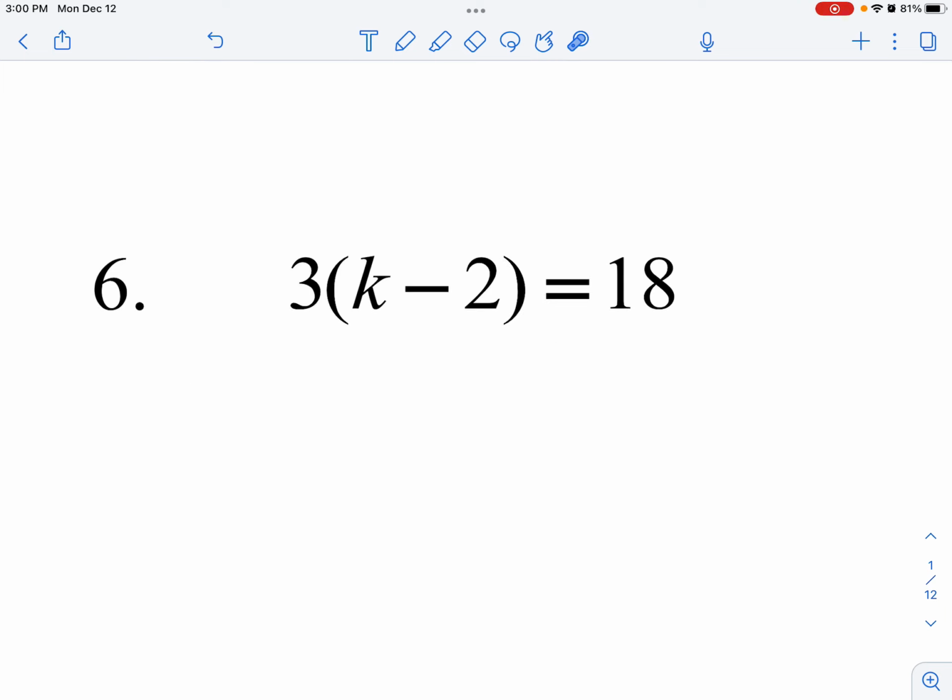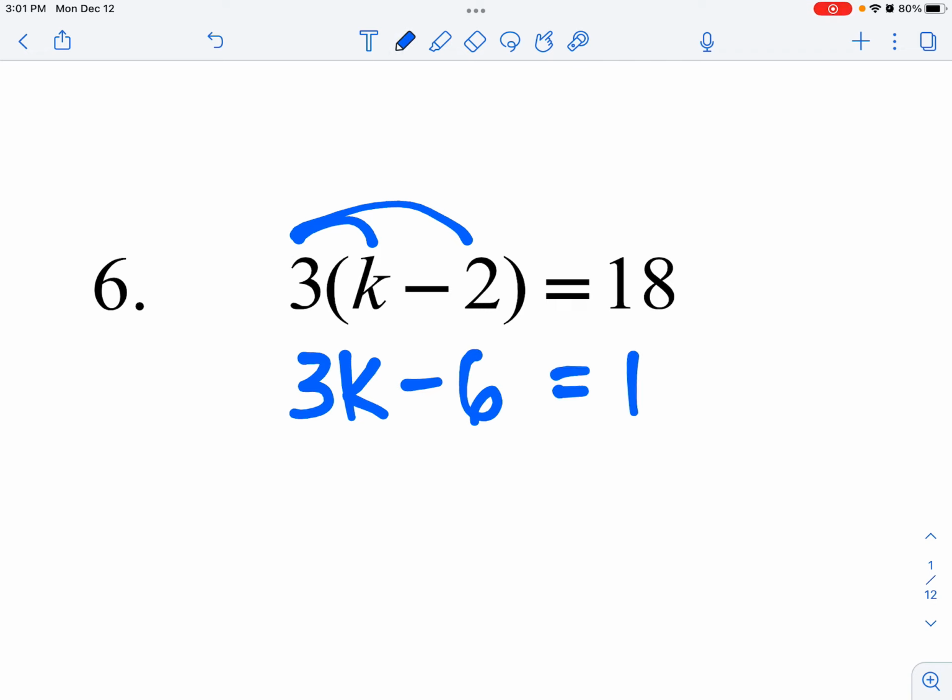Okay, let's try number 6. I'm going to distribute. That's the first thing I think of when I see a number outside of parentheses like that. And I think you guys are mostly the same. When you see that, you want to distribute. So 3 times k is 3k. Keep the minus sign. And then when I do 3 times 2, I get 6 equals 18.